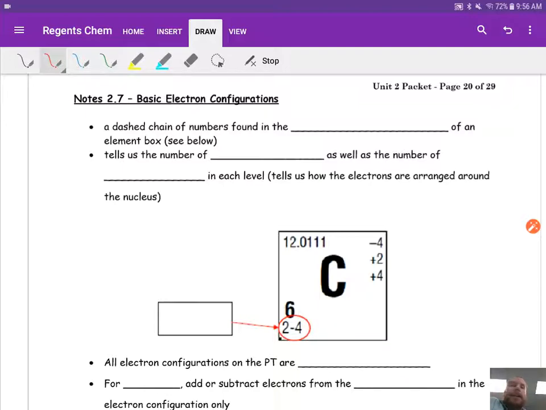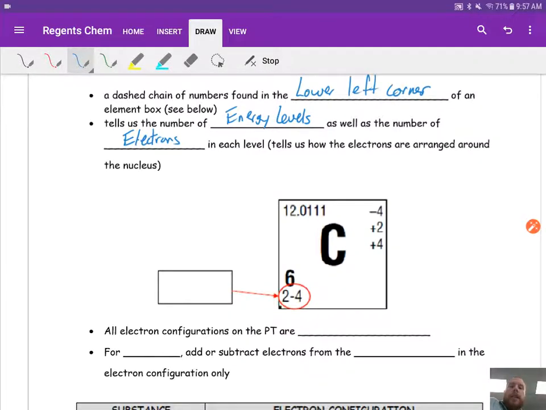Anyway, so configurations, guys, have your reference tables out because we're going to see that. They're a dash chain of numbers that are found in the lower left corner of an element's box, okay? So we can see that below in a second. What these do is they tell us the number of energy levels as well as the number of electrons in each level, okay?